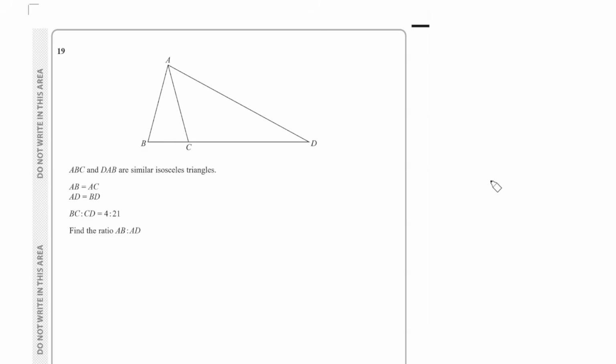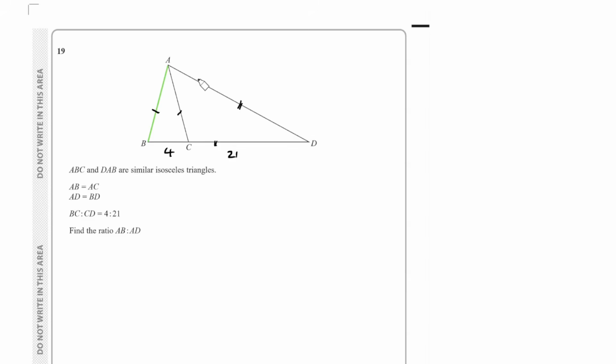Question 19, ABC and DAB are similar isosceles triangles. We've been told that AB is equal to AC, here and here, and then AD is equal to BD. So this one is the same as this whole one here. Then we've got a ratio, BC to CD is 4 to 21. BC, CD, so that's 4 and that's 21. Those aren't measurements, those are just the scale, but I like to write it down anyway. Find the ratio of AB to AD.